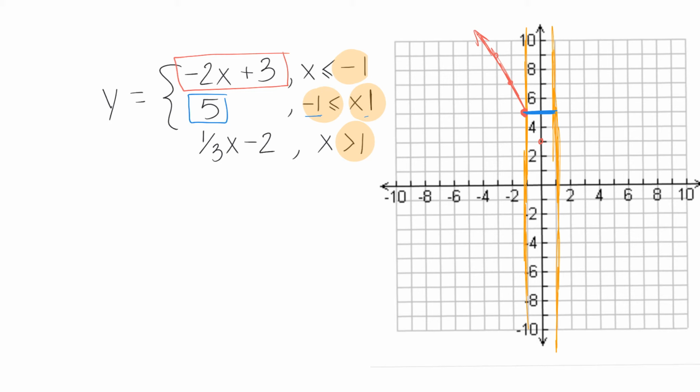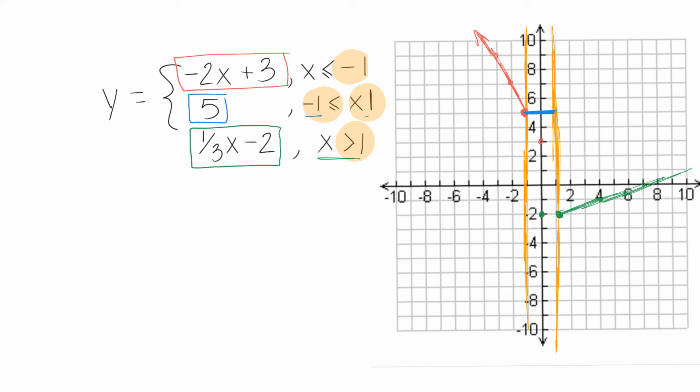The next piece is going to be green, 1/3 x minus 2. So minus 2 is way down here. I'm going to put a little dot there. It's positive slope, so I'm going to go up 1 over 3, up 1 over 3. But that's only occurring when x is greater than 1. So when I go to connect these lines, I'm only going to connect them out here.